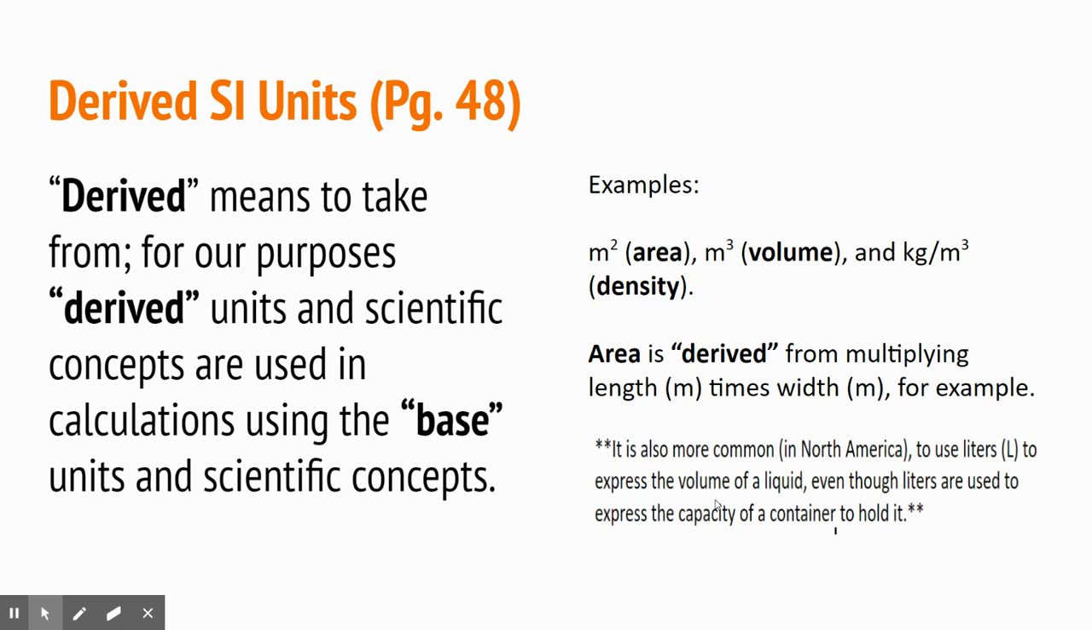So derived means to take from. For our purposes, derived units are based on calculations using the base units and scientific concepts. Some examples of derived units would be area, meters squared, volume, meters cubed, and kilogram per meter cubed. That means that some mathematical operation has occurred in order to get to that unit. Area is derived from multiplying length, m, times width, m, which is meters squared, for example.